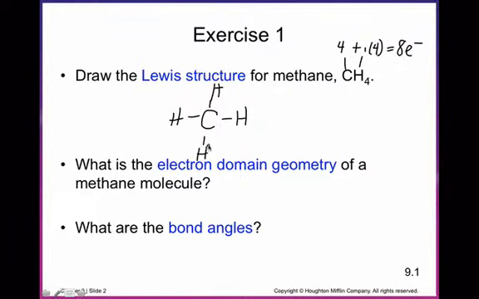So this is the Lewis structure for methane, and then it asks, what is the electron domain geometry of a methane molecule? Well, anything that has 4 domains is going to be tetrahedral. And then it says, what are the bond angles? And the bond angles for tetrahedral are 109.5 degrees.